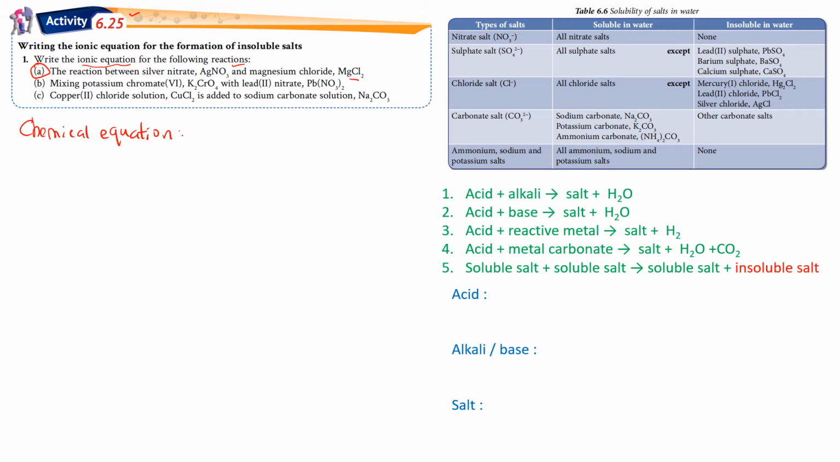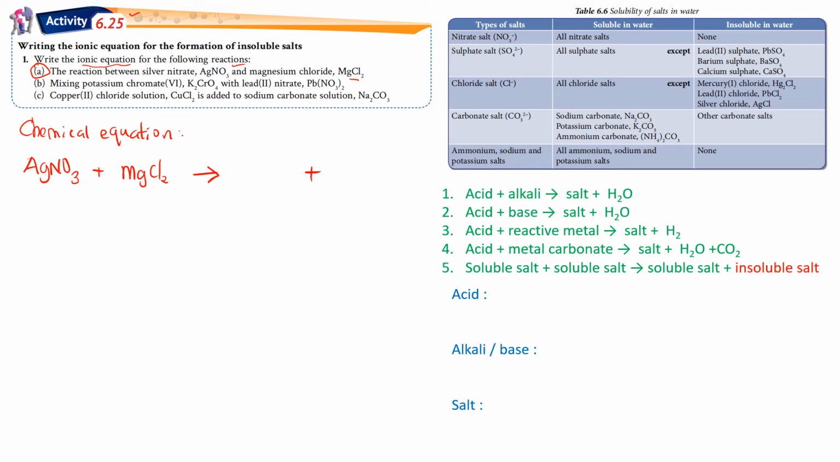The reactants they give are silver nitrate and magnesium chloride. To write the chemical equation, you must know what the products formed are. So you must know what kind of substance each is. Silver nitrate: is it an acid, alkali, base, metal carbonate, or soluble salt? You must know it first.